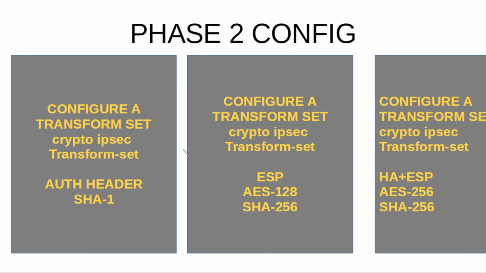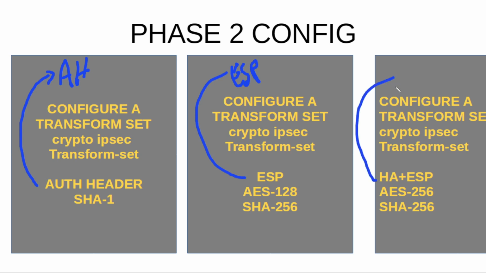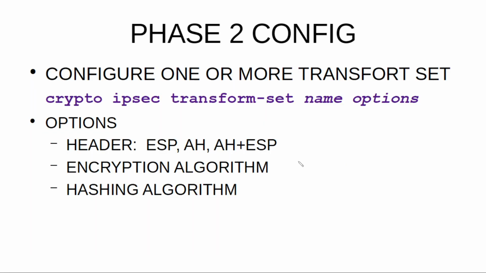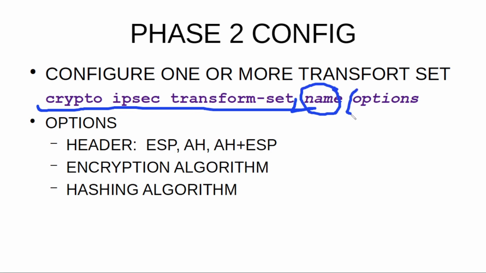So with the transform set, we can select the protocol. For instance, with this example, we are selecting the AH protocol. In this example, we are selecting the ESP protocol. And in this example, we are selecting the combination of authentication header plus ESP protocols. We are also selecting the algorithms, the hashing algorithms, and the encryption algorithms. Now the command for phase 2 is always the same: crypto IPSEC transform-set, the name of the transform set, and then the options, where in the options we are selecting the protocol and the algorithm.